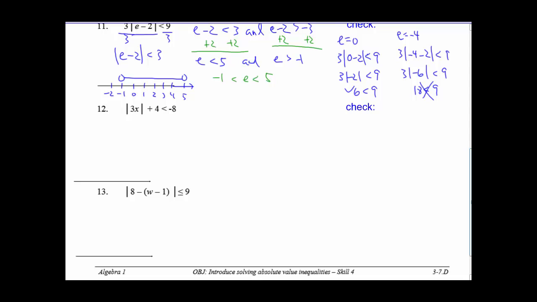13. I'm going to skip 12. Don't forget to do 12. Okay. We'll hit pause in a second to check your answer, but let's skip to 13.